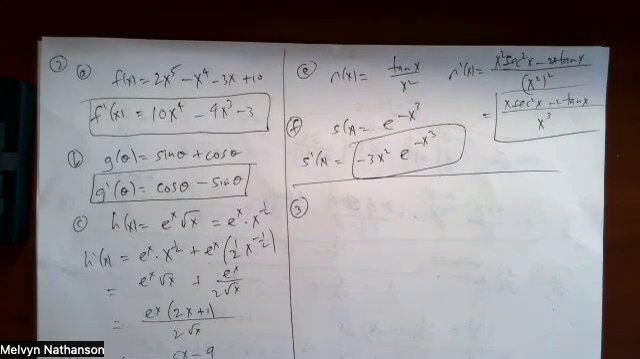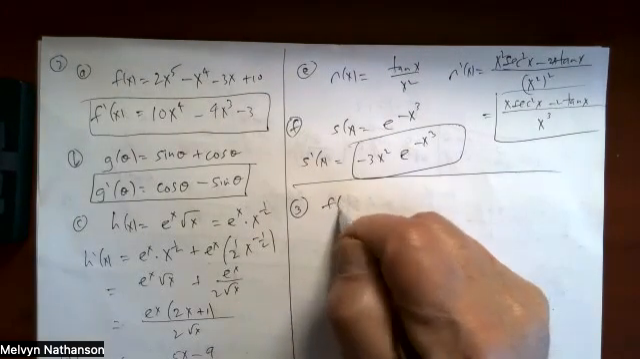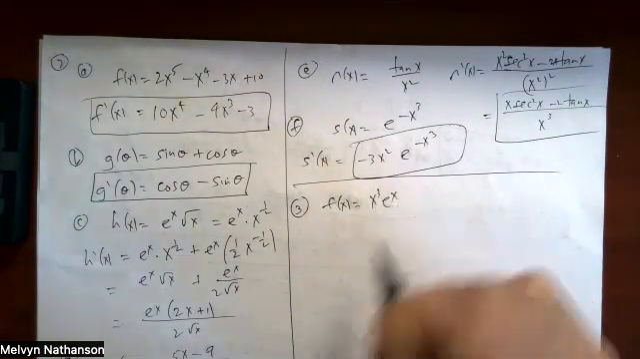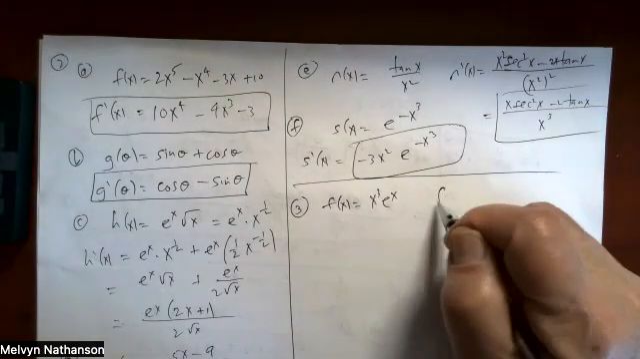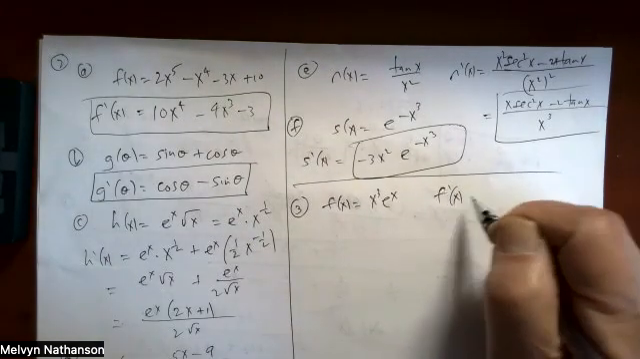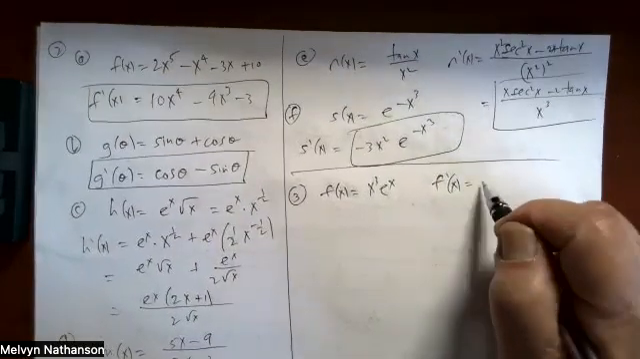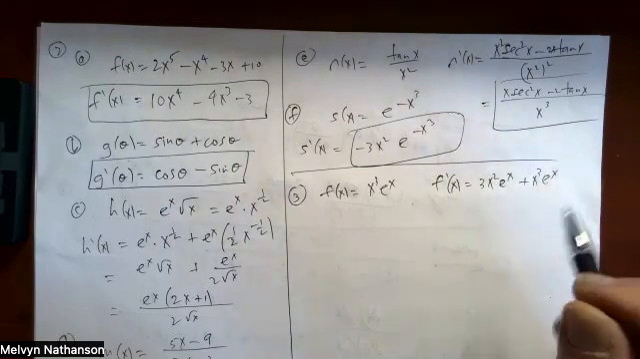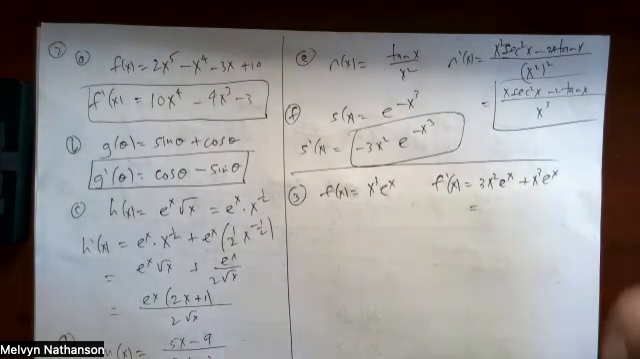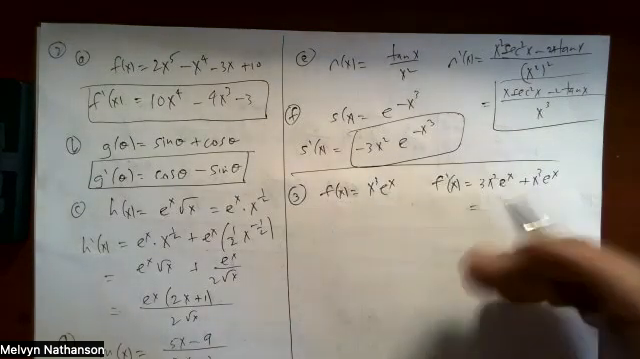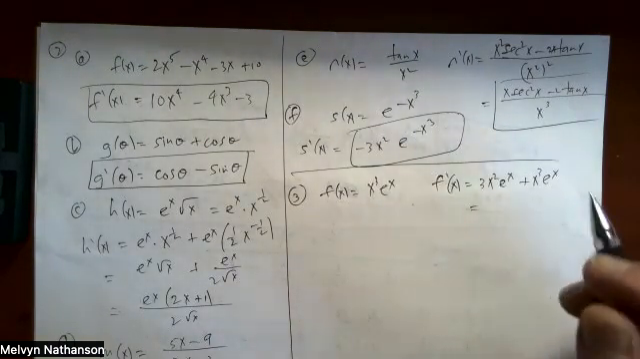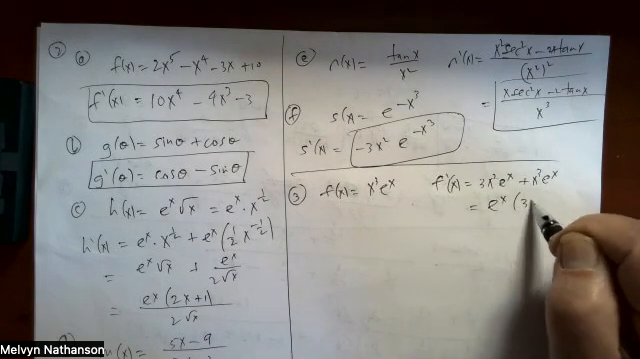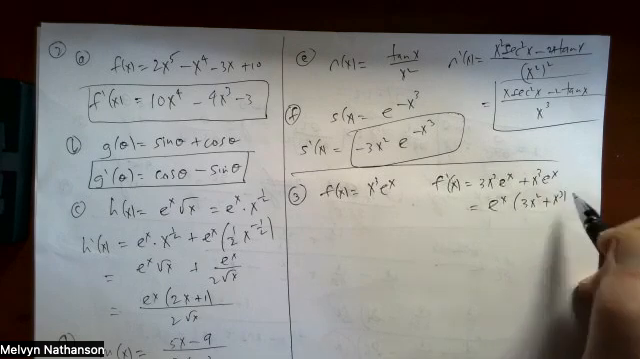Problem 3 is to compute a second derivative. F of x is x cubed e to the x. So the first derivative by the product rule is 3x squared e to the x plus x cubed e to the x. And you can simplify this in various ways. Let's just factor out an e to the x: e to the x times 3x squared plus x cubed.